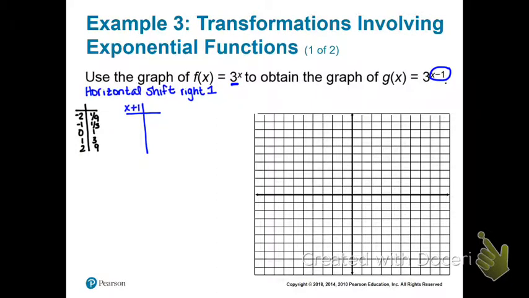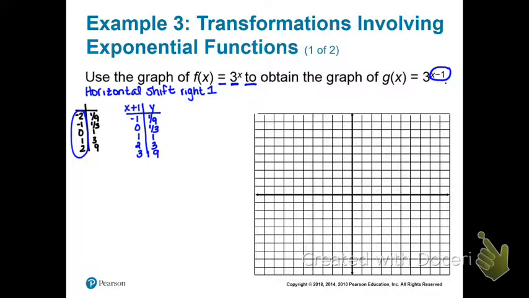Now there's nothing in front that's the same size as a 3. There's nothing at the end that's the same size as a 3. So therefore there's nothing that's going to affect those y values. So my y values are going to stay the same this time. And so we're going to take all of these x values here and we're going to add 1 to them. So negative 2 plus 1, negative 1 plus 1, 0 plus 1, 1 plus 1, and 2 plus 1. My y's are staying the same.